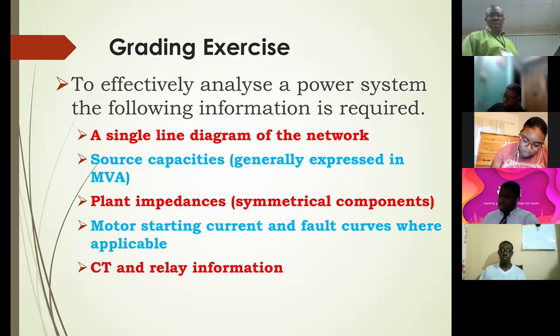So we need a single line diagram. We need the source capacities. We need the symmetrical components, plant impedances. We need motor information. In other words, for the motor information, you'll be needing information for large manufacturers who may be along that feeder, because they may, under fault, contribute fault current. So you need to know if you have a bottling plant that is being fed by this feeder when you're doing your calculations. Right?